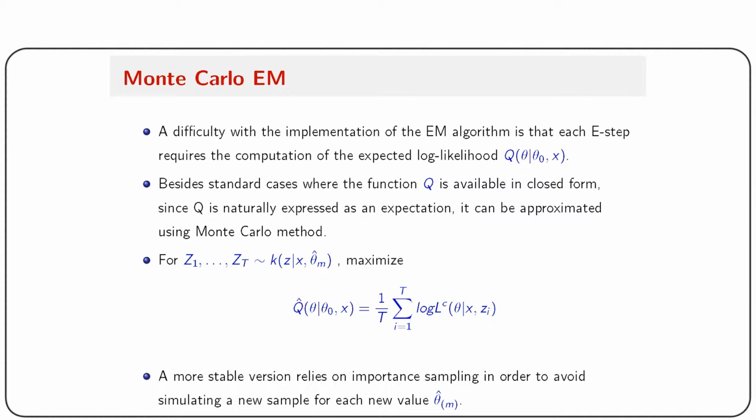For z1, ..., zT following a distribution k(z given x, theta hat m), maximize Q hat of theta given theta naught, comma x, equals 1 by T, sum over i equals 1 to T, of the log conditional likelihood of theta given x, zi. A more stable version relies on importance sampling in order to avoid simulating a new sample for each new value theta hat m.